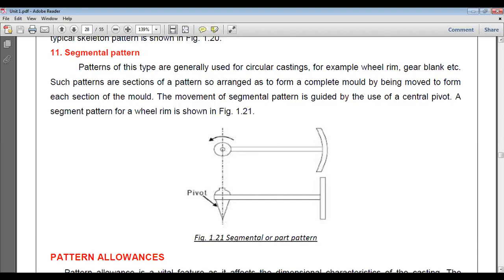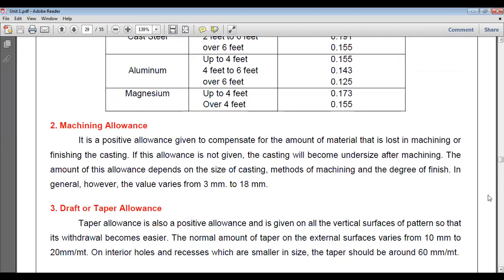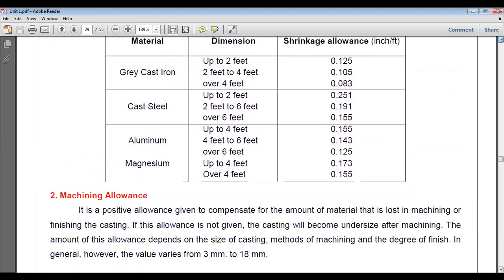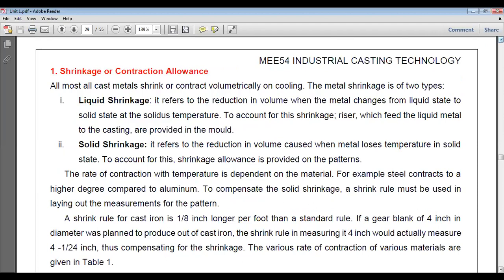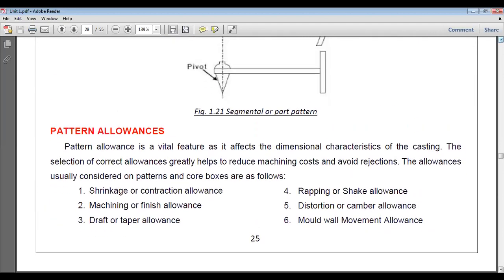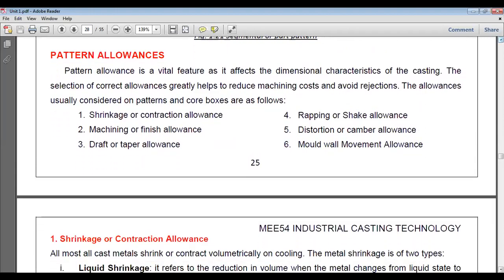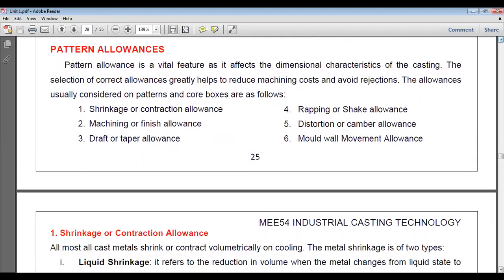Everything is explained along with neat figures, so you can see, and these are much more than required. Today, another topic we'll be discussing is pattern allowances. What are pattern allowances? Pattern allowances are the additional material that is given to the pattern. If we have to make a part of 10 millimeter dimension, we make the pattern slightly larger than the 10 millimeter.